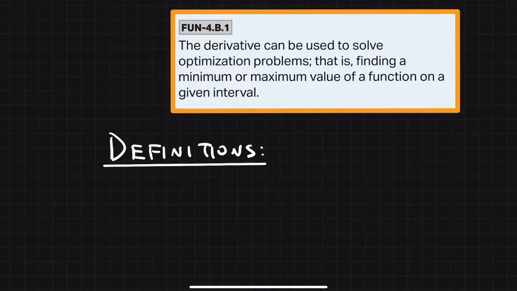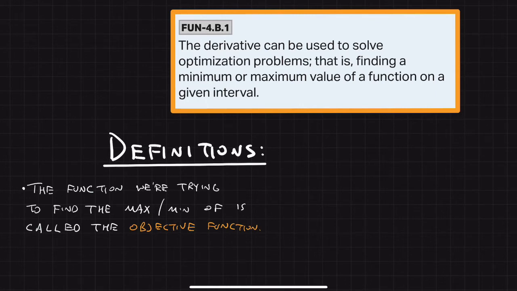Let's begin with a few definitions. The function that we're trying to find the max or min of, this is what's called the objective function. Often in these problems, you're going to have several different functions or several different equations floating around. So it's important to know which function is which. Whichever one you're trying to optimize, whichever one that you're asked to find the maximum value or the minimum value of, that's the objective function.